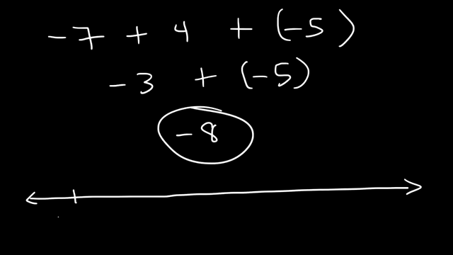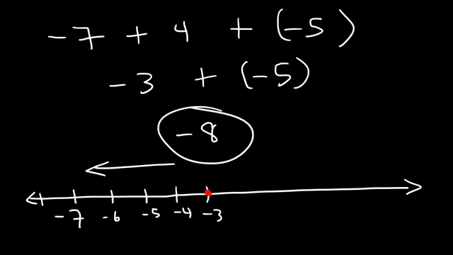So we're going to start with negative 7, and we're going to add 4 to it. 1, 2, 3, 4. So this is negative 6, negative 5, negative 4, negative 3. So we're currently at negative 3 at this point. And then we're going to add negative 5 to it. So we've got to go back 5 units that way. 1, 2, 3, 4, 5. So the final answer is negative 8.